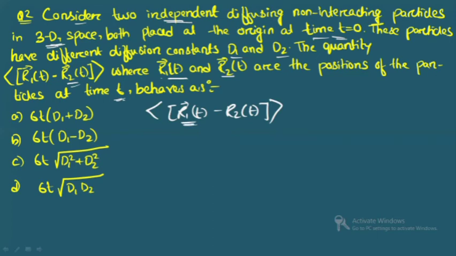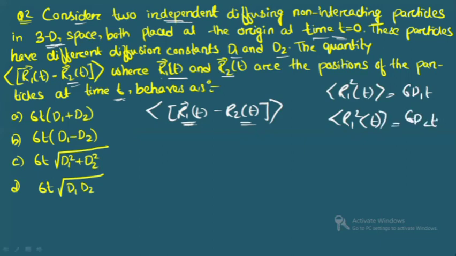This is the displacement of the first particle, and this is the displacement of the second particle at time t. Clear? Now if you write here, for the first particle, the mean square displacement will be 6 D1 t. For the second particle, the mean square displacement will be 6 D2 t. Yes or no? Here the square will be there, the square is missing.